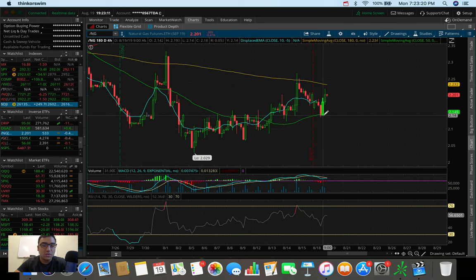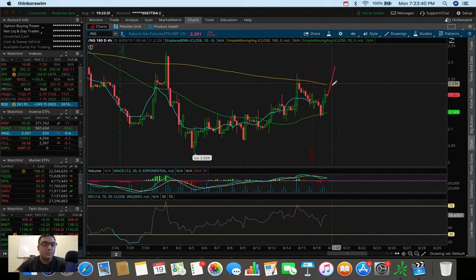We retested it here. I think this was today. Yes, it was today at 9 a.m. We held it for a higher low, and now we're starting to see some rejection under that 180 SMA. So I want to see at this point, if we break out here, which I think is possible, we can get a trade on UGAS, which goes up whenever natural gas is going up.